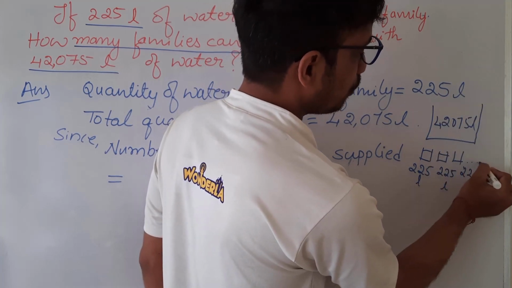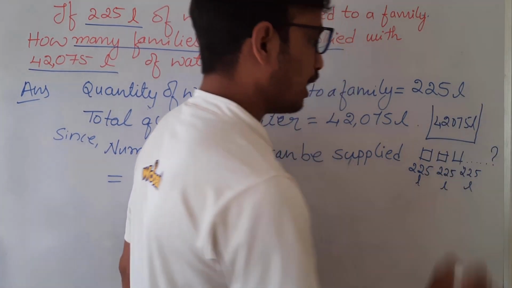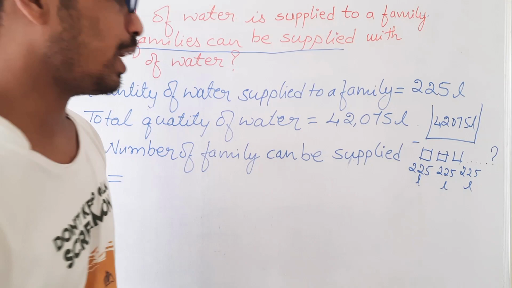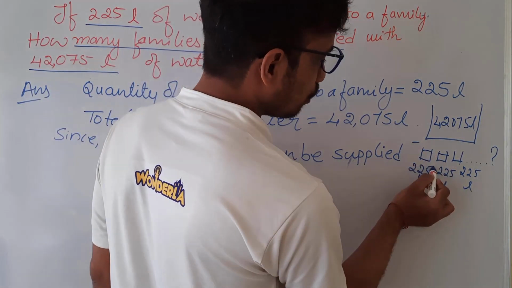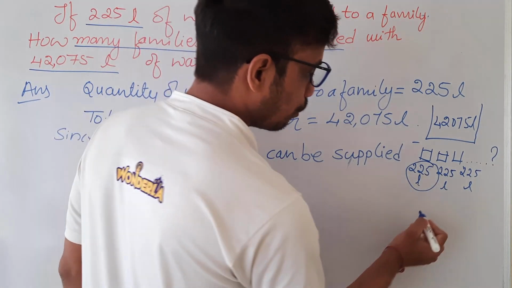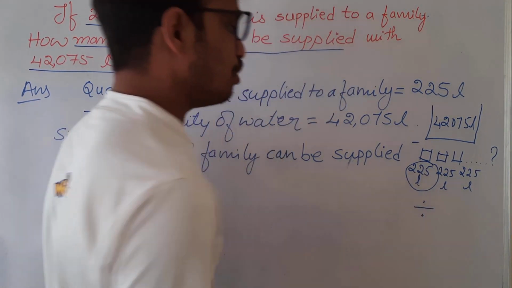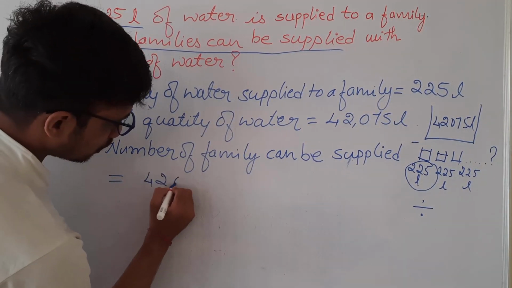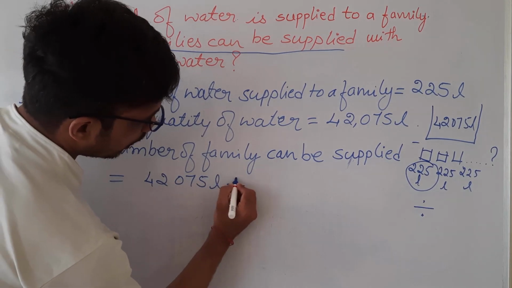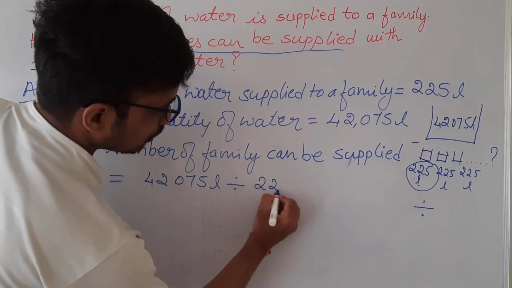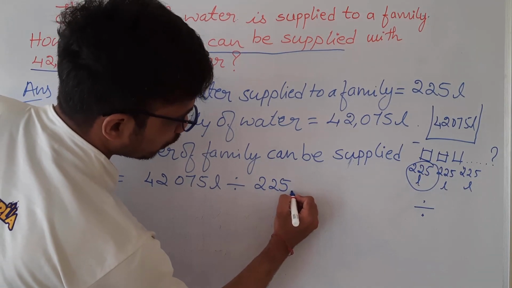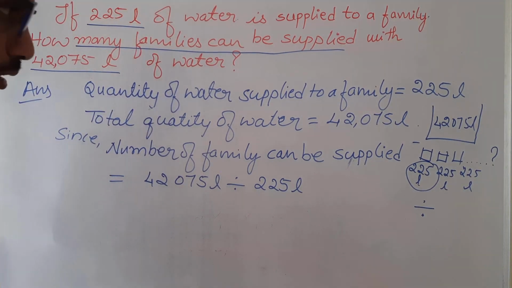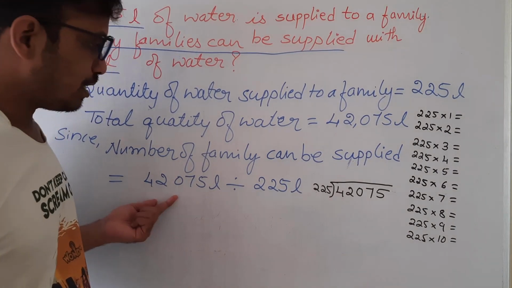Until how many times can we do this? That is the question they are asking. Here, if you look at this, we are taking. Taking means what? It is a subtraction. We are doing repeated subtraction of the same quantity. Because of that, we will say that this problem is based on division. So we will take the total amount of water, 42,075 liters, divided by the number of liters supplied to each family, 225. Once we divide this, we will get the final answer. So we came to know that we need to divide this number by this number.